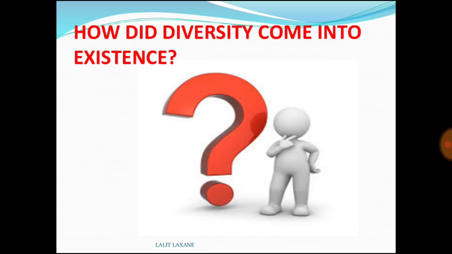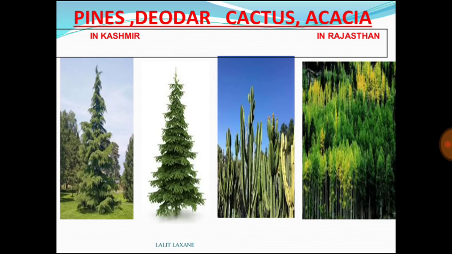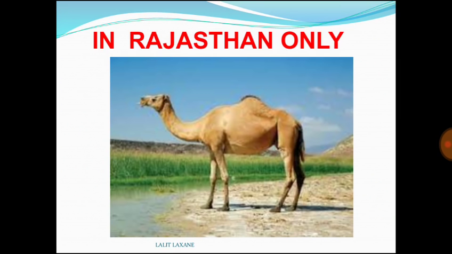Are the plants and animals from Kashmir and Rajasthan of the same type? Can you elaborate on any differences between the two? Coniferous trees like pine and deodar flourish in snowy regions like Kashmir. However, in the deserts of Rajasthan, plants like cactus and acacia are to be found. The camel, a desert animal, is not found in Kashmir. What is the reason for these differences?